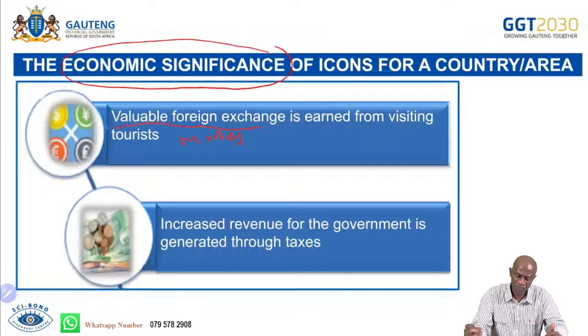It also helps the country to increase revenue. Revenue for the government is generated through taxes. So revenue, or further money for the government of the country within which an icon is found, is generated through taxes. A portion of profit goes into taxes for the receiving country or government, thus increasing its revenue.